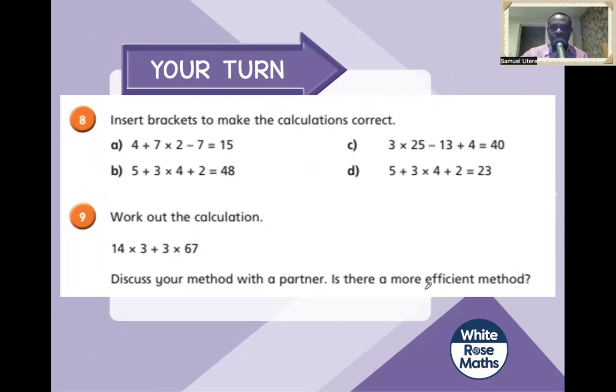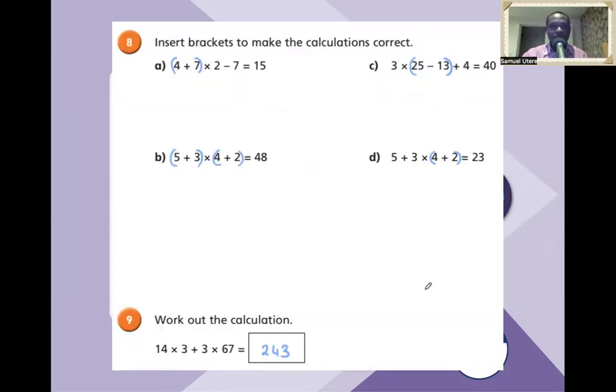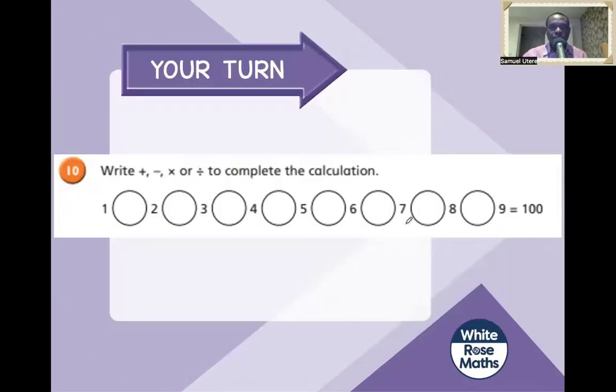All right, assuming you've paused the video and you've answered the questions, here are the answers. Okay, so here you were required to insert brackets in the correct place to make the answers correct. And then here you were asked to work out the calculation. So you do the multiplication first, you do the other multiplication, and then you add them. Last question. Pause the video and answer question 10 in 2 minutes.